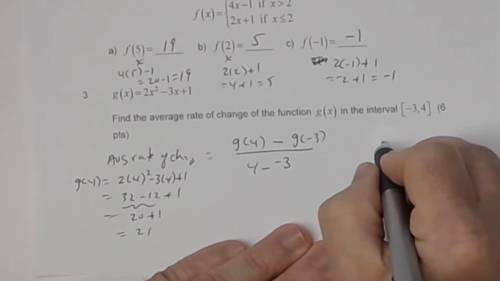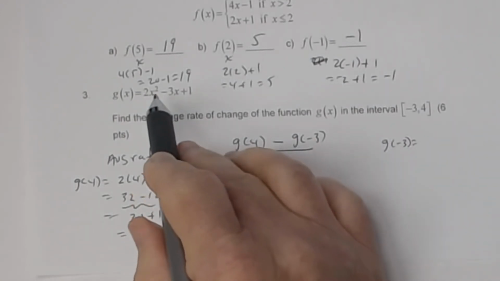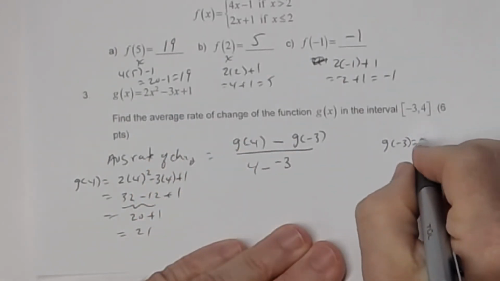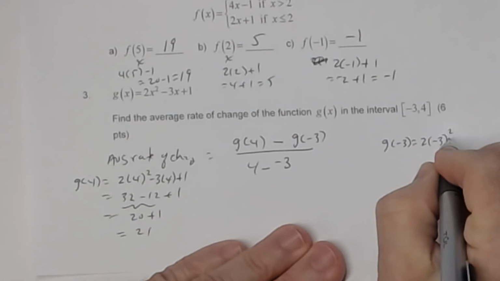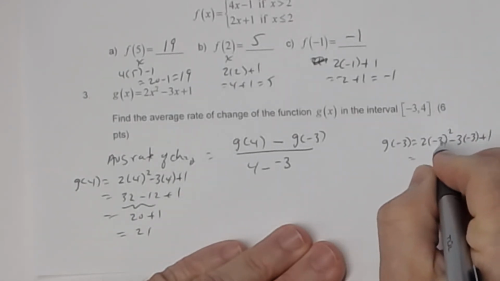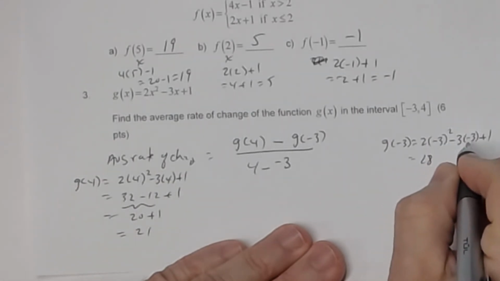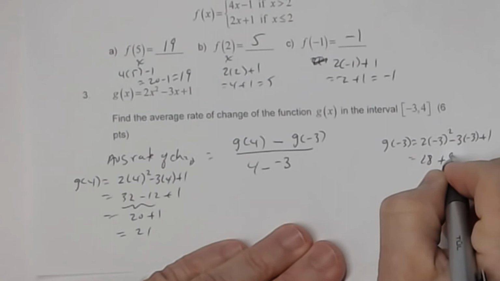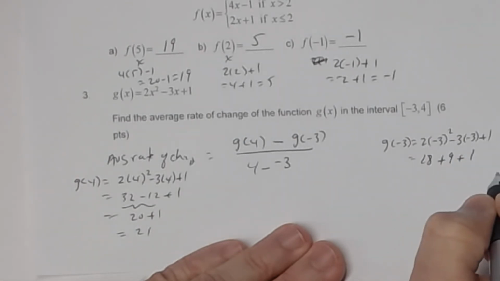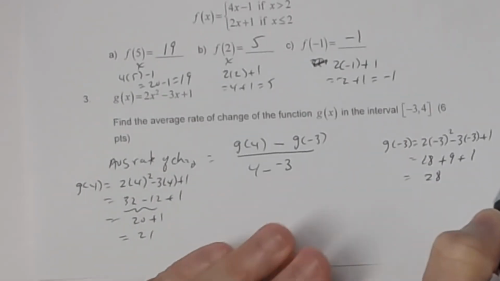Now, let's go ahead and find g of negative 3. So same thing, wherever I see my variable x, I'm going to substitute negative 3. So I get 2 times negative 3 squared minus 3 times negative 3 plus 1. Negative 3 squared is 9. 9 times 2 is 18. A negative 3 times a negative 3 is a positive 9, and then plus 1. And then when you add those up, that's going to be 28.